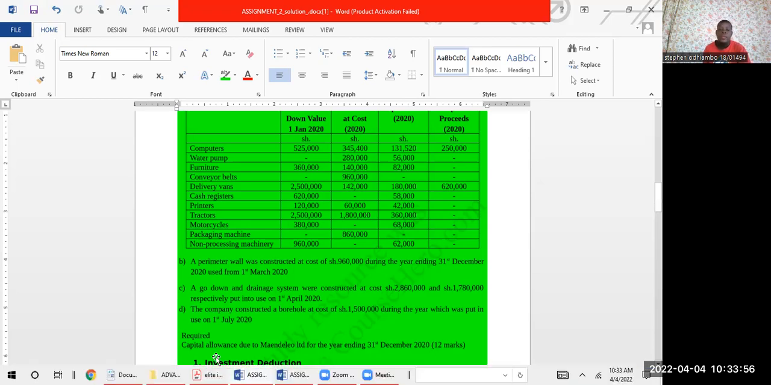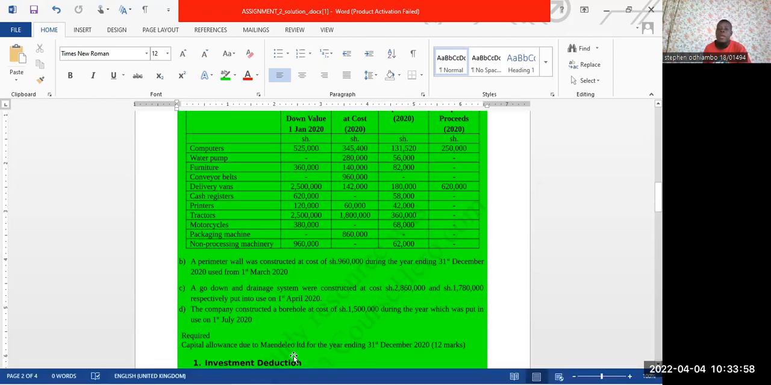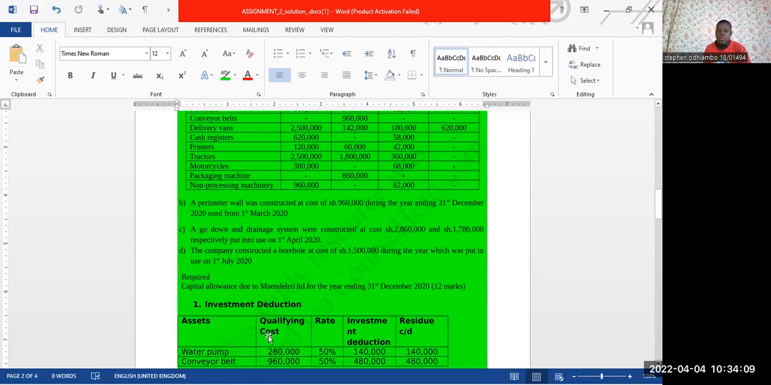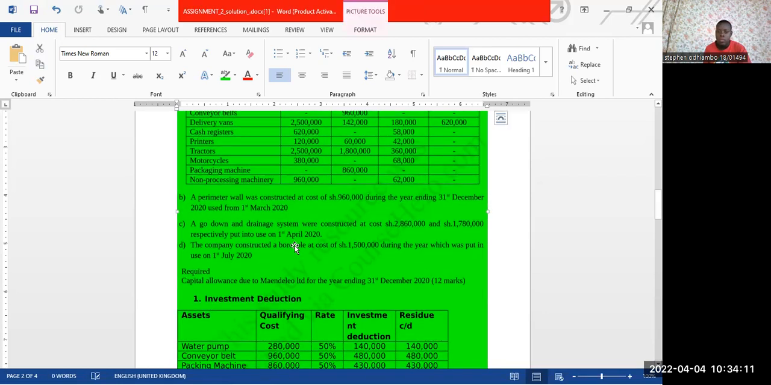Required: capital allowances due to Maendeleo Limited for the year ending 31st December 2020, and you can see it was awarded 12 marks. So this is the solution I came up with for this assignment, and you wanted us to revise it this morning.